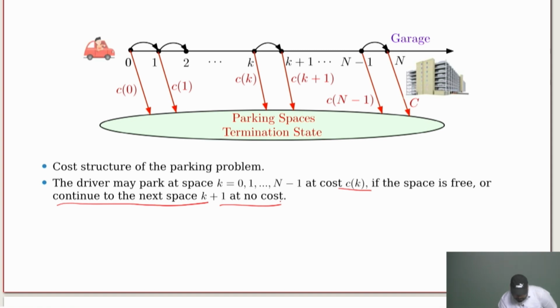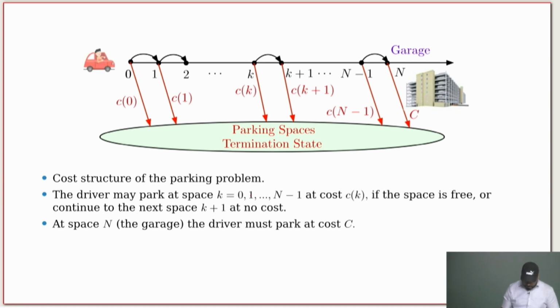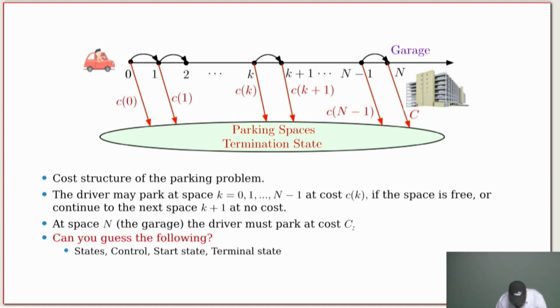So we are assuming that the parking space is not very big. Otherwise you would have to drive a lot. Let's say you have to drive like 2-3 kilometers to go to k plus 1. Then you have a cost, because you have spent some petrol to go such a long distance. So that we are not assuming. So at space n, the driver must park at cost c.